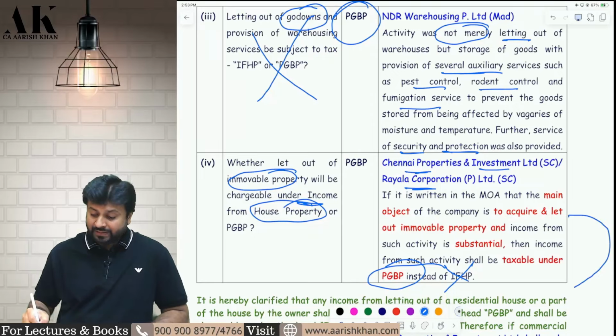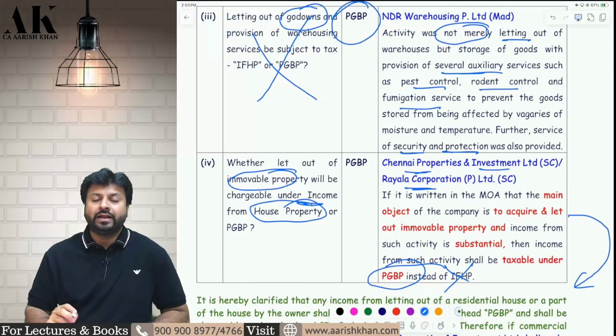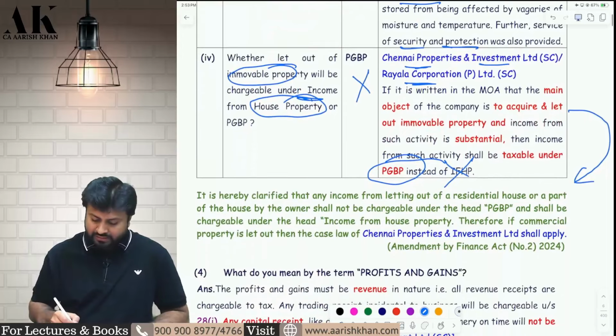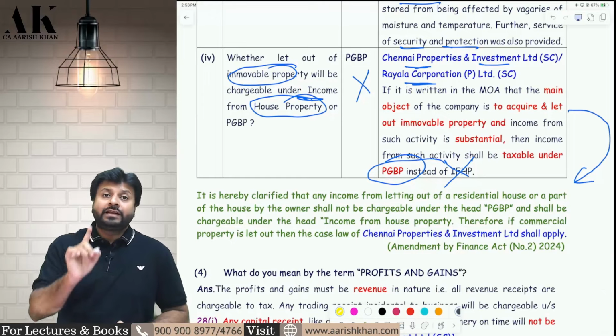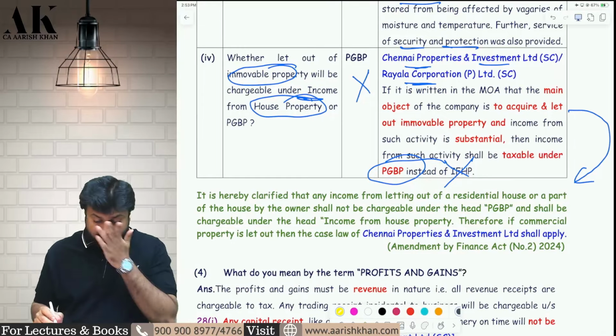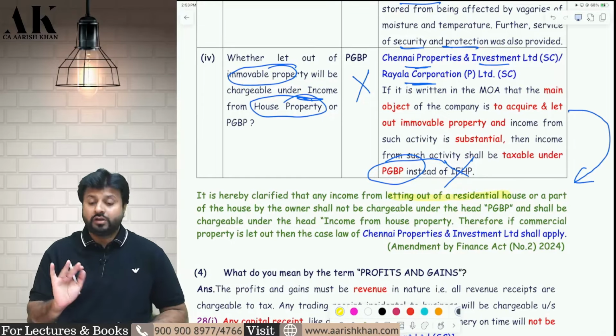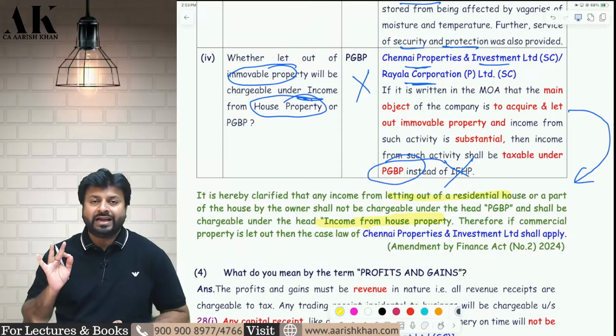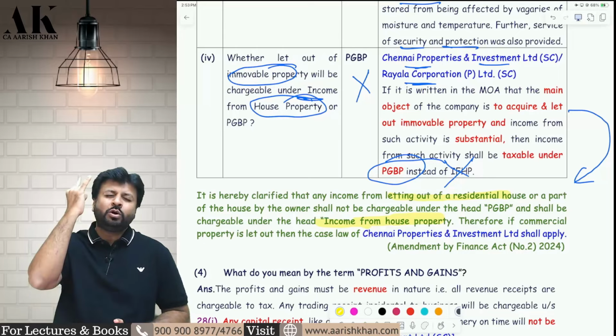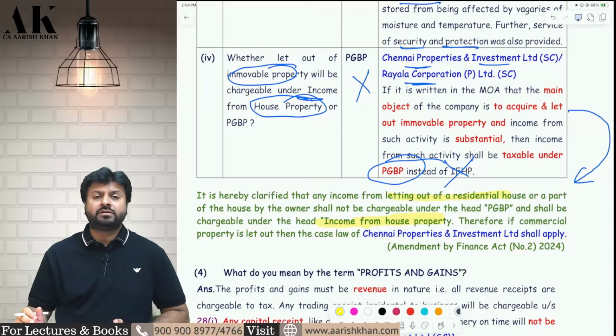But under this particular case law is slightly overridden, not completely overridden. It is slightly overridden by Finance Act 2024. Finance Act 2024 has made an amendment which says that if you let out a residential property, then close your eyes and go under income from house property. Then it will always come under income from house property. So Finance Act 2024 has said that if you let out a residential property, then don't even think about going under business and profession. It will always go under income from house property.